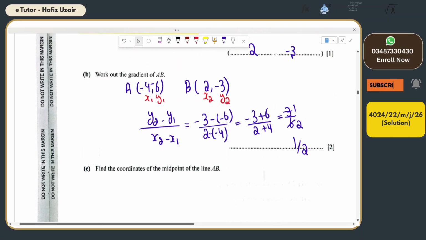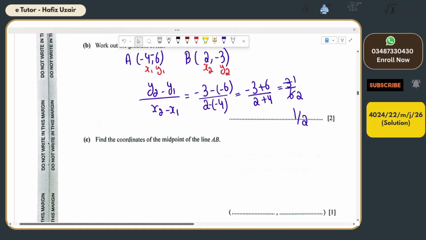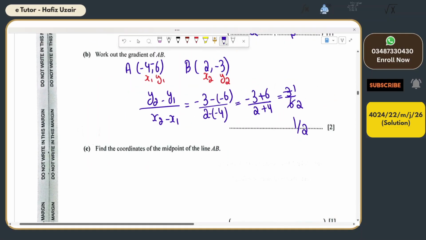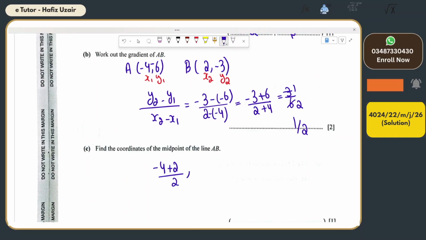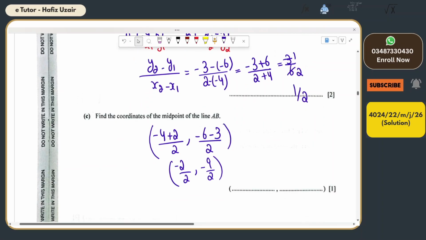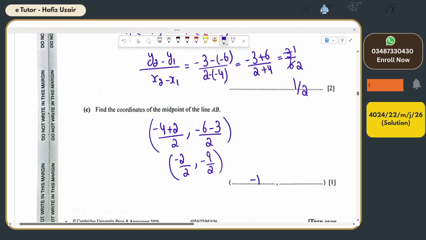In the next part you need to write the midpoint of AB. Just add the x coordinates, minus 4 plus 2 over 2, and then add the y coordinates, minus 6 minus 3 over 2. This will produce minus 2 by 2 and minus 9 by 2. If we simplify this, you will get minus 1 and minus 9 over 2. So now this thing will get cancelled.